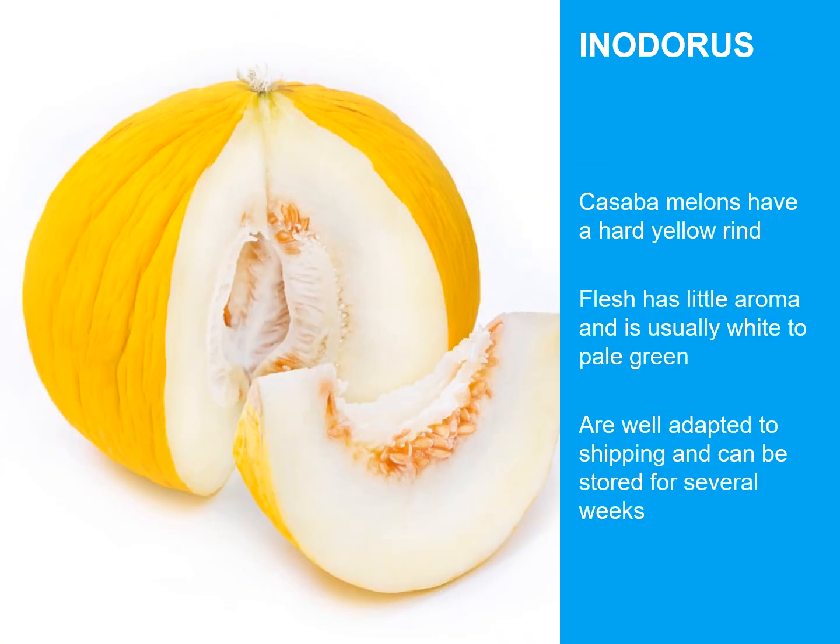Then we have the cassaba melon. Again, you may have found this in supermarkets in the UK. This has a hard yellow rind on the outside. The flesh typically has little to no aroma and is generally white to pale green. They're well adapted to being shipped and can be stored for several weeks.